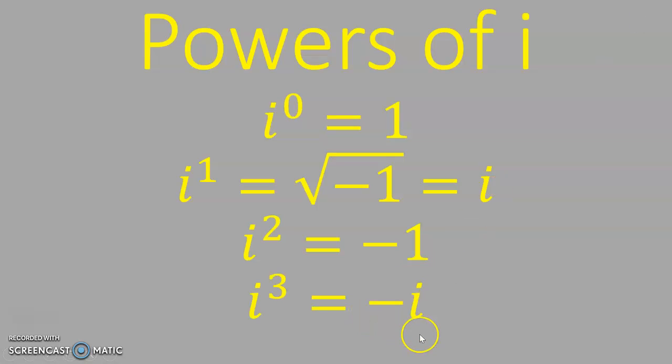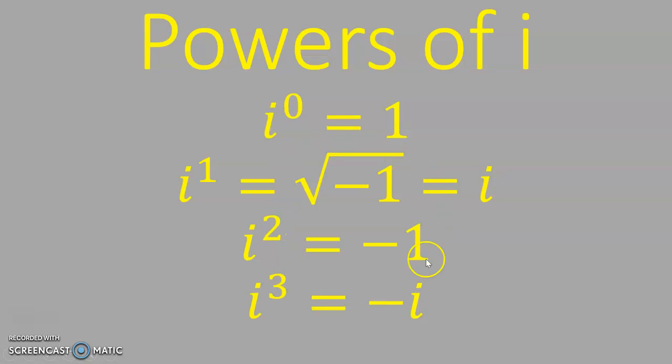i cubed is -i, and the reason for that is i squared times i to the first is i to the third. Just knowing your exponent rules, 2 plus 1 is 3. Well, i squared is -1, i to the first is just i, and -1 times i is -i. Now, if you take i to the 4th power, it would be 1 again. i to the 5th power would be i, and so forth.